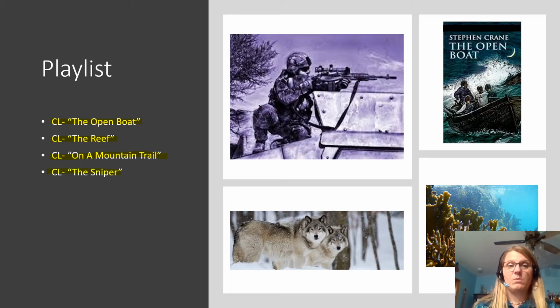And of course, the final one is The Sniper. The Sniper is this just crazy war one. So if you're interested in war stories or anything like that, I think there was some allusion in some of our other ones to this particular piece. So that's something else for you to be looking at and interested in.